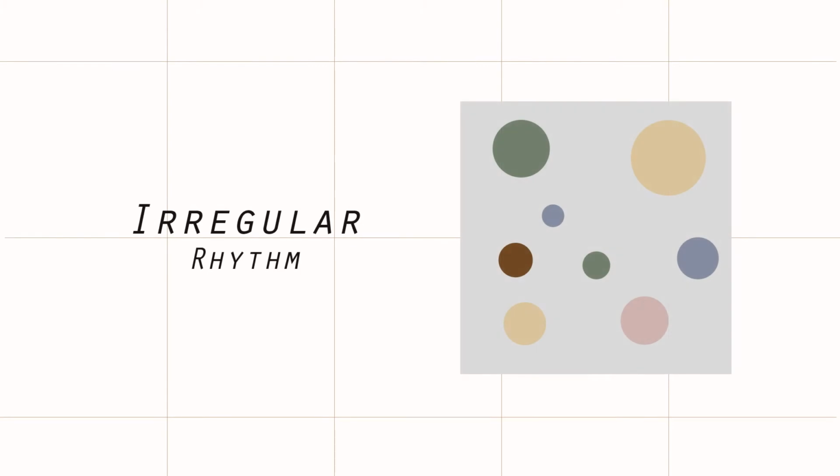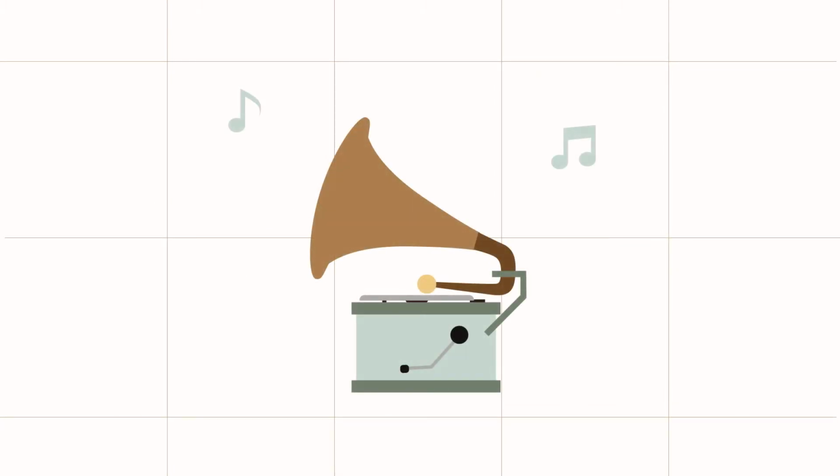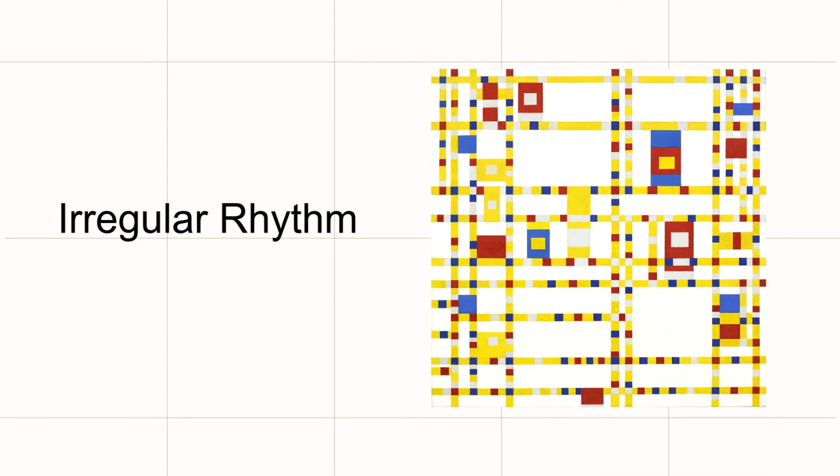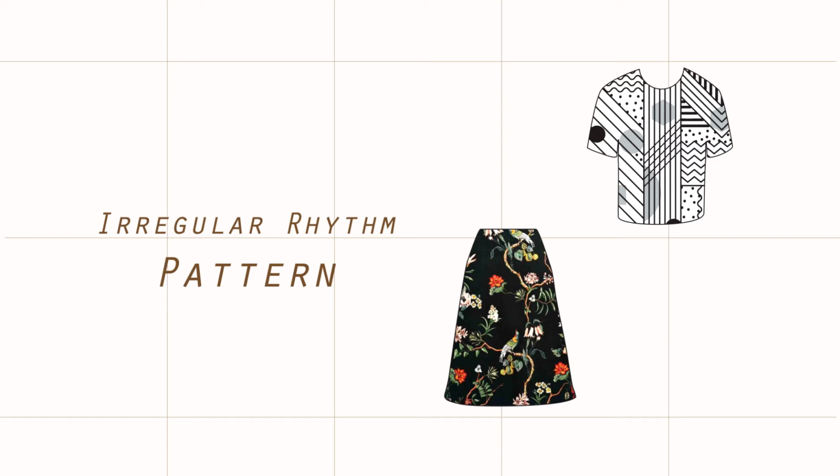Second is irregular rhythm. It is how the same or contrasting elements repeat at random intervals. It creates more active and more dynamic movement. In styling, you can find this in graffiti or abstract print, and in some natural patterns like floral or animal pattern as well.